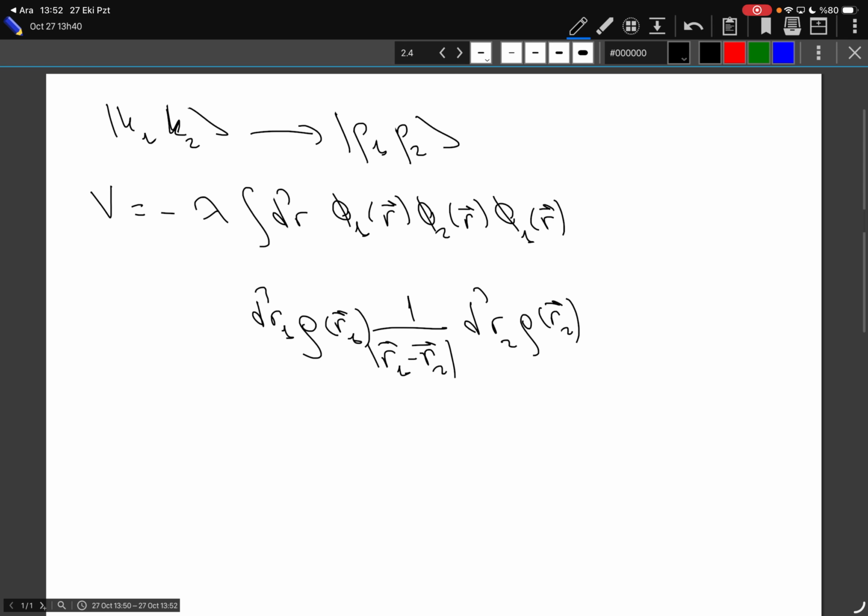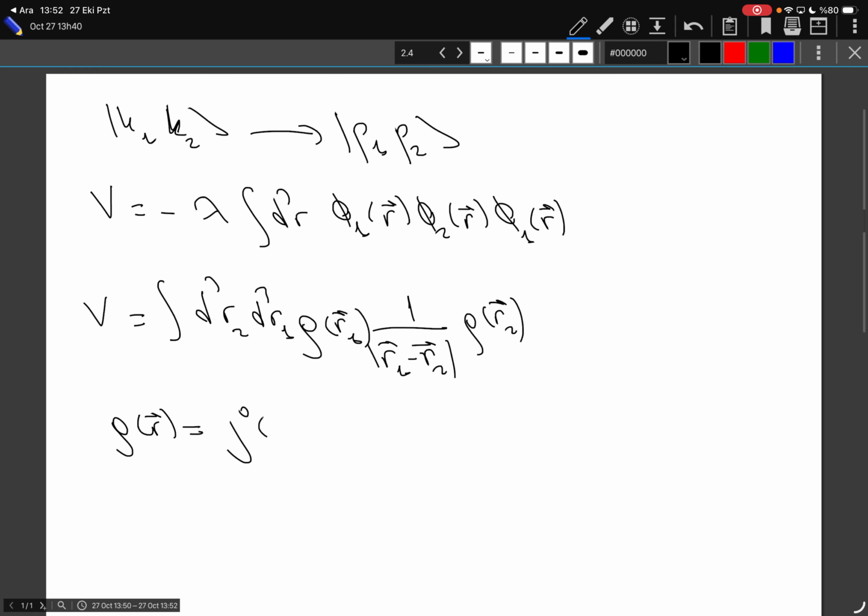Then if I sum over all the charges of my system, now let me move this one also to the front. This is my V. Well, what is rho? We had calculated the number density operator, for example. So this is a so-called non-local interaction between the particles.